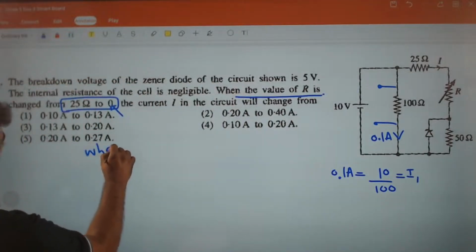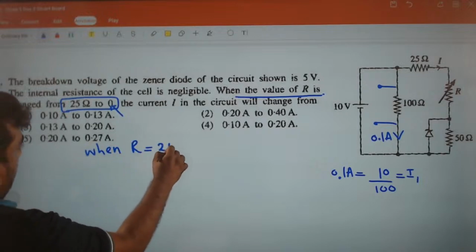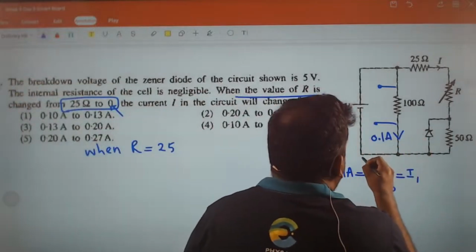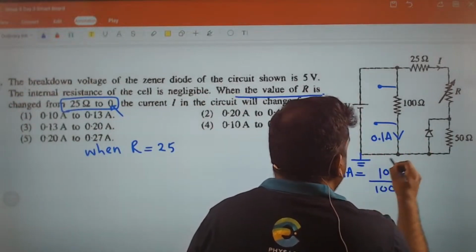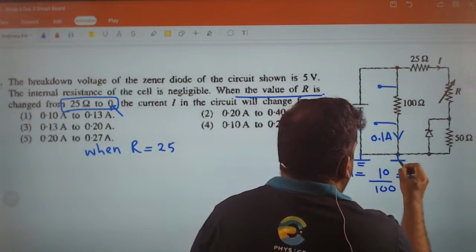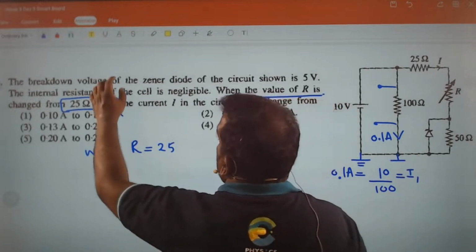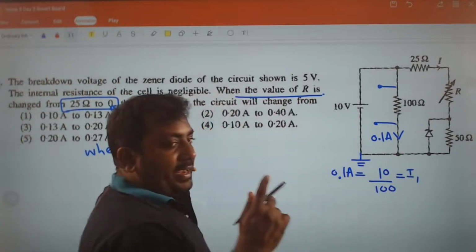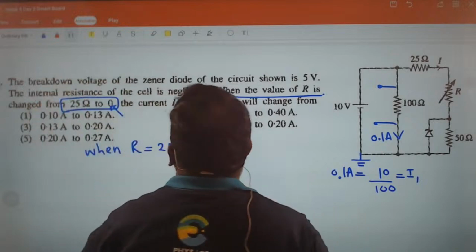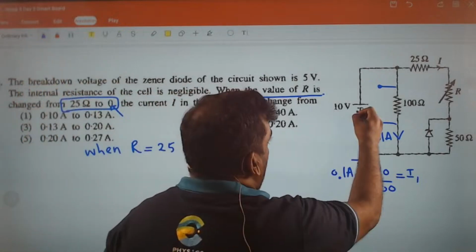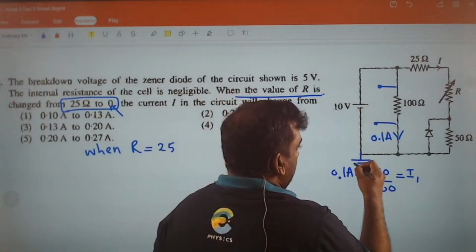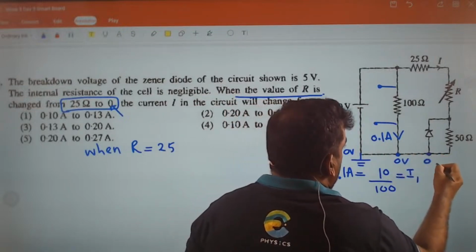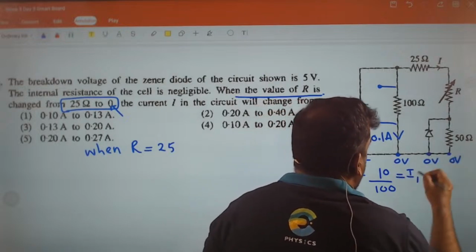When R is equal to 25, look at this carefully. If you want, let's ground this. This will be grounded anyway, 0. Normally the negative terminal we can ground easily. Yeah? We can ground the negative terminal, so here there is no resistance. So here 0 volt means here also 0 volt, here also 0 volt. Look at the volt carefully.